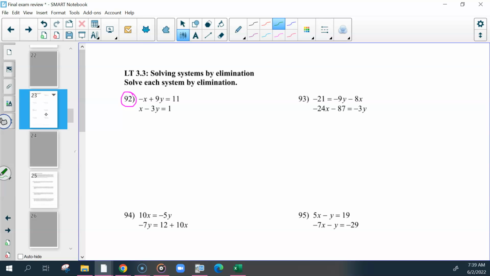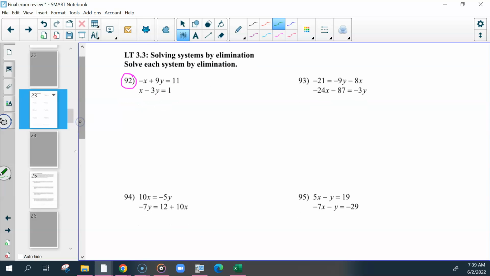This is solving systems by elimination. So with these problems, you have to have the same coefficient or a similar coefficient, like a negative positive version of the same number, in order to eliminate. So for 92, we can look at the coefficients. X has a similar coefficient, 1 and negative 1. To eliminate these, we would add the two equations together.